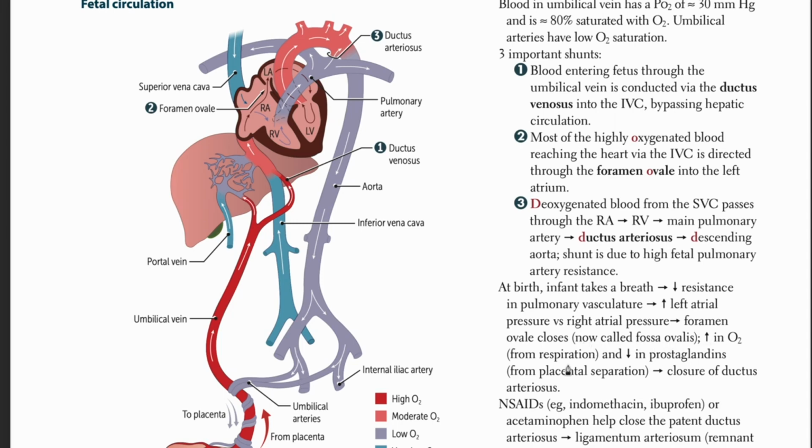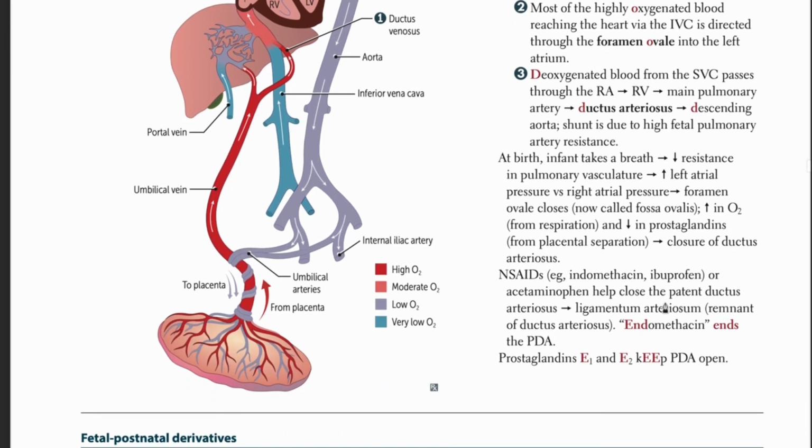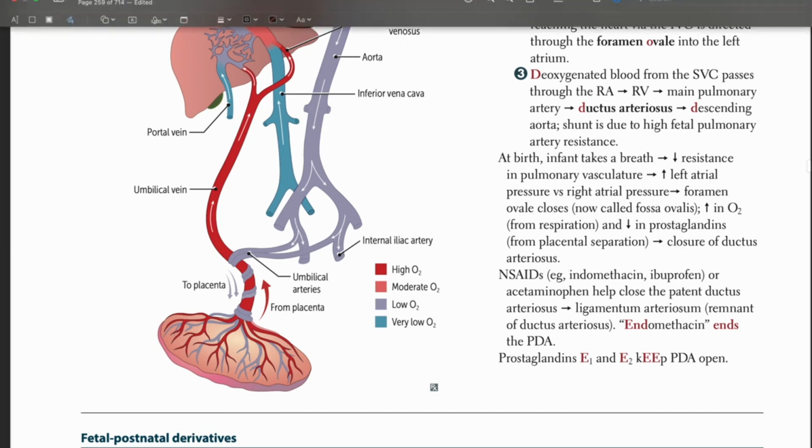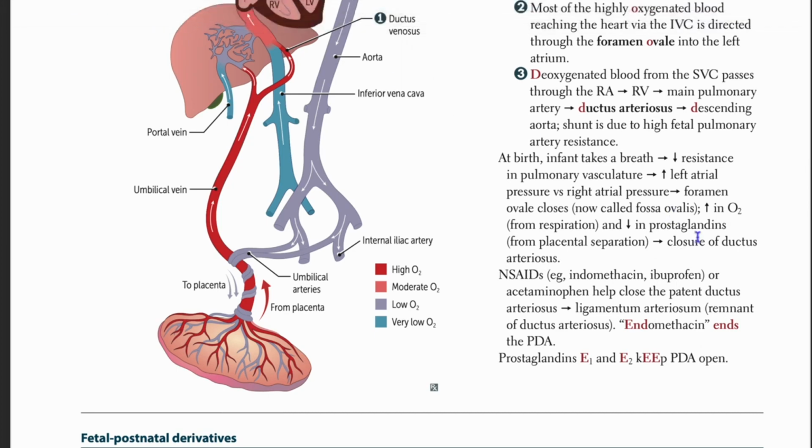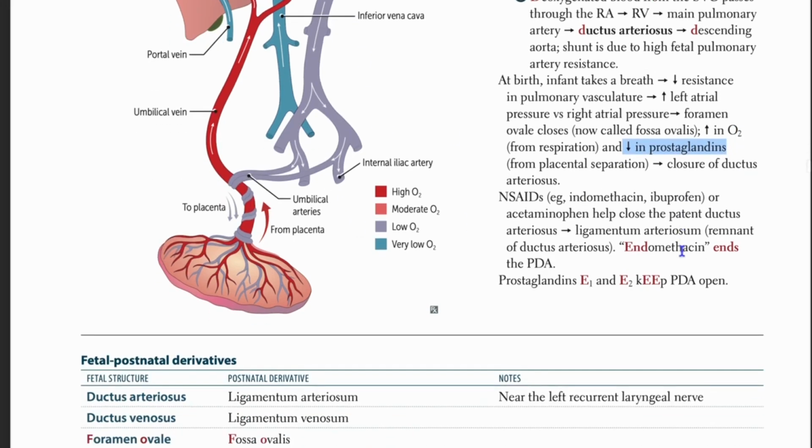Okay, so increase in O2 from respiration and decrease in prostaglandins from placental separation will lead to closure of the ductus arteriosus. This is an important line. Okay, so you need a decrease in prostaglandins for that, and you need closure. You need increase in oxygen and decrease in prostaglandins to close the ductus arteriosus.